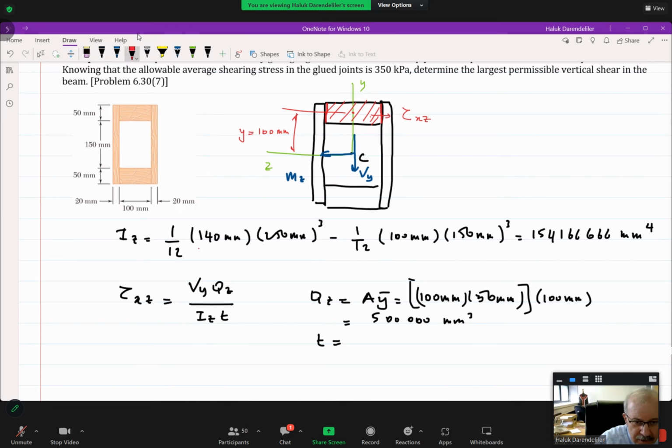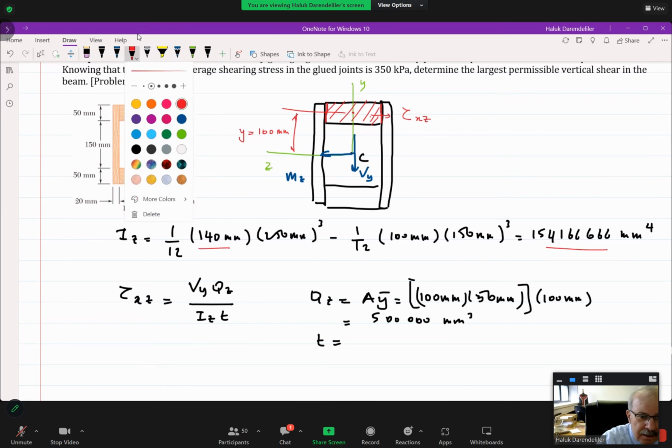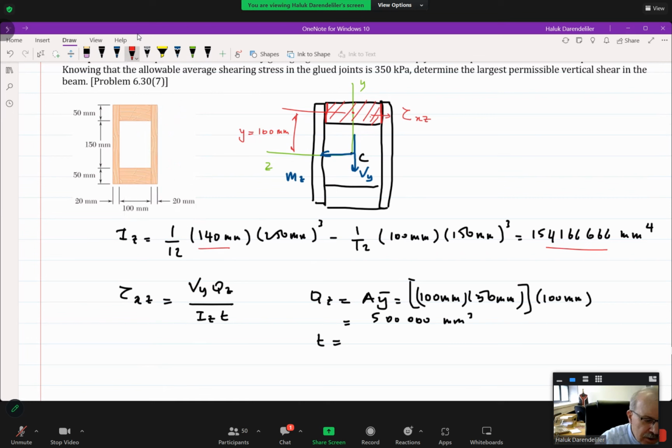Now, therefore, please correct this and this. Anyway, then, what else? Qz is A times Y bar. Now, let me check it also. A is 150. And then, what about Y bar? It is 100. There is no problem with this. So, Qz is correct. Okay.